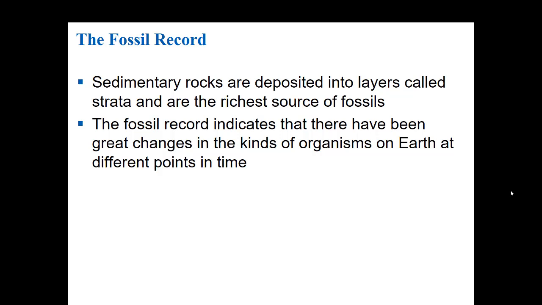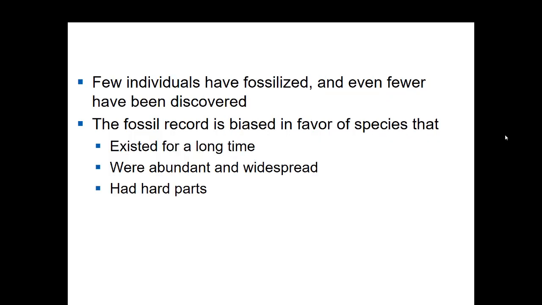So fossil records tell us that there have been great changes in the kind of organisms on Earth at different points in time. These are things that we take as a fact and is just something that we know. But again, at some point, someone had to look at these fossils and decipher these things from them. So there was a point in time when we didn't realize how different we were from things that have become extinct. What's amazing, though, is that all the information that we know about what happened before we were around is through fossils, but actually very few individuals have become fossilized, and even fewer have been discovered.